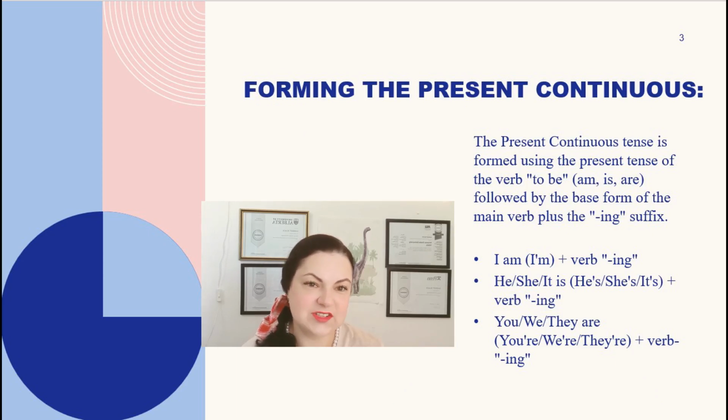Forming the present continuous. The present continuous tense is formed using the present tense of the verb to be, am, is, are, followed by the base form of the main verb plus the ing suffix. I am, I'm, plus verb ing. He, she, it, is, plus verb ing. You, we, they, are, plus verb ing.